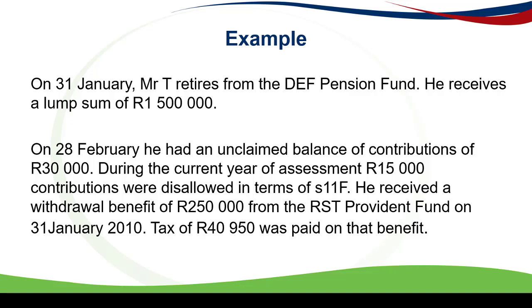On the 28th of February of the previous year of assessment, he had an unclaimed balance of contributions of 30,000 rand, and during the current year of assessment, 15,000 rand worth of contributions were disallowed in terms of Section 11F. He received a withdrawal benefit of 250,000 rand from the RST Provident Fund on the 31st of January 2010, and tax of 40,950 rand was paid on that benefit. We want you to calculate the tax paid on the current lump sum benefit.